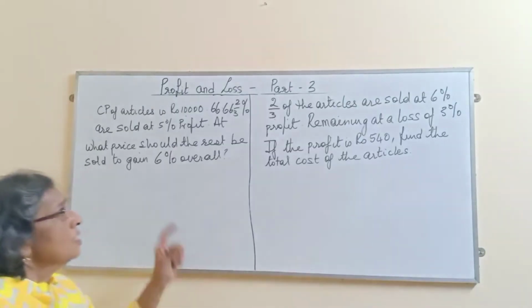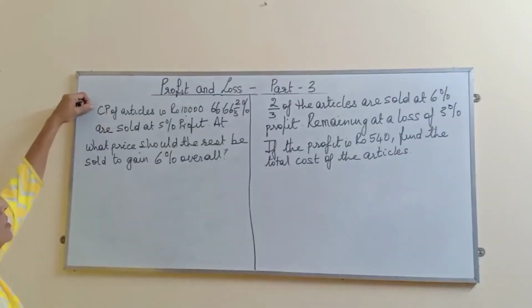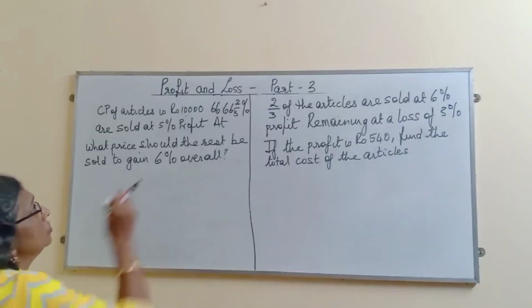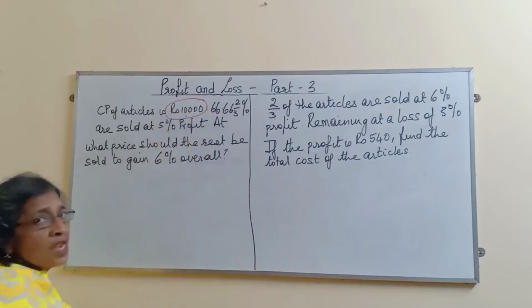Alright. Now we have this sum here. The cost price of the articles is 10,000. Again, as I told you, this is not important.